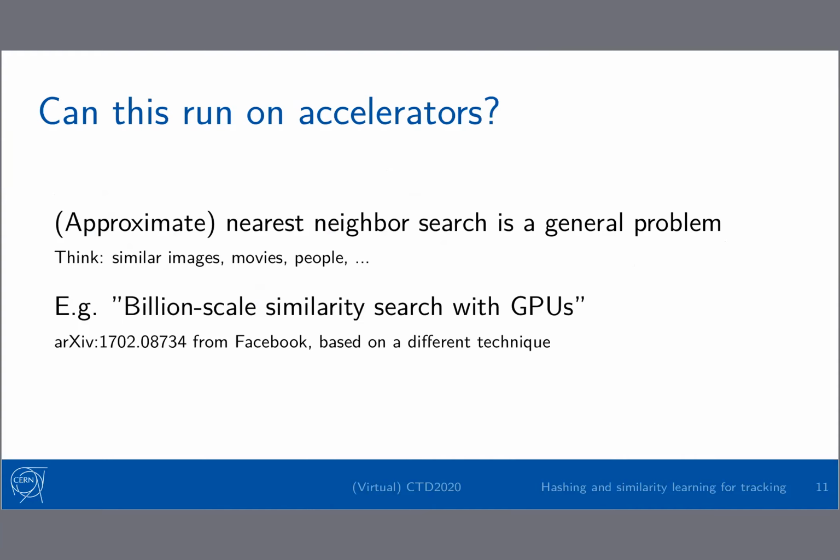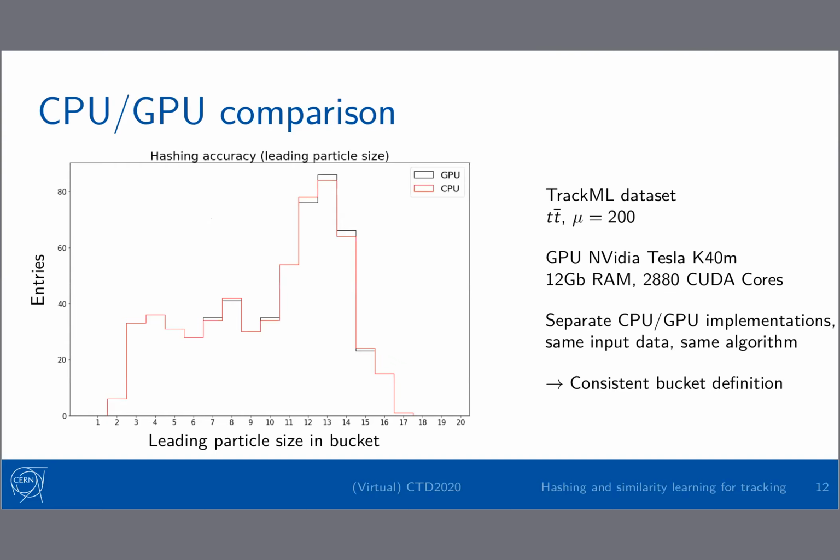We've seen that. How fast can we make this? One of the questions nowadays is always, can we run this on an accelerator, a GPU, or an FPGA? If you think about it, this approximate nearest neighbor search is a very general problem. You can search not only for similar hits, but for similar images, movies, or people. Obviously other companies are interested in that. For example, there is a paper from Facebook where they did a billion-scale similarity search based on GPUs, using a slightly different technique from the one I showed at the beginning. So the idea is, could we just try that out for our example? And actually, yes, we can.